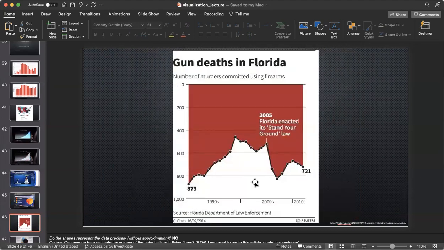What about this? Gun violence or gun deaths in Florida. It seems to go down over time. Why is that?